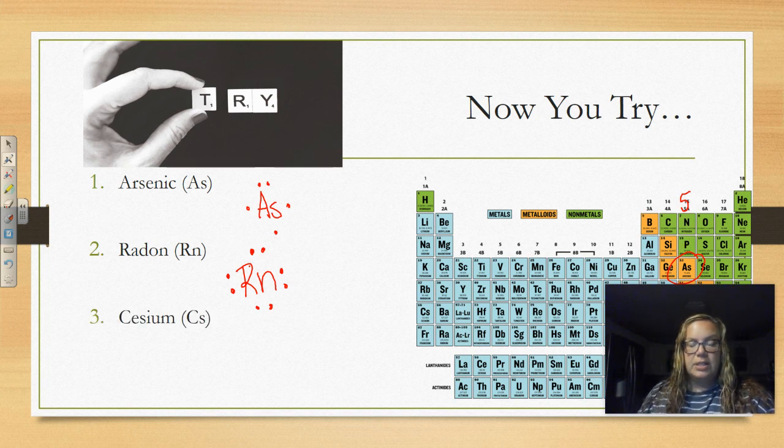And finally, the third one is cesium. Okay, you found cesium as an alkali metal here, and it's just in the first column. So I just put Cs, and I put 1 little electron next to it. You guys, all you have to do is remember your valence electrons based on your representative elements on the periodic table.